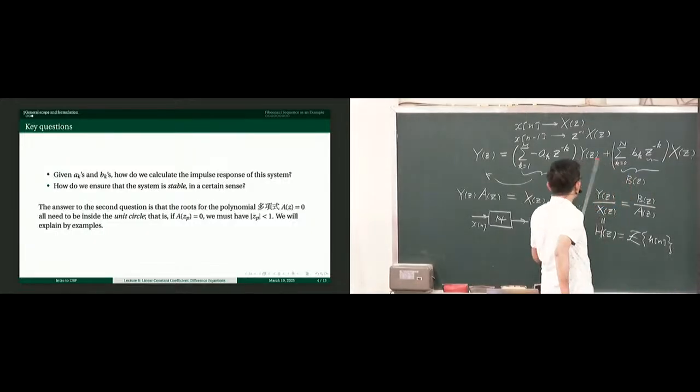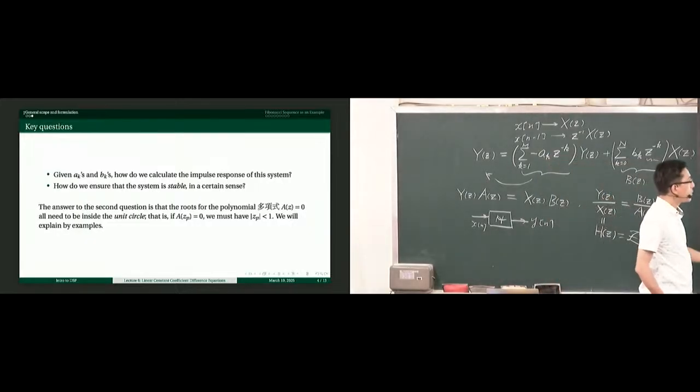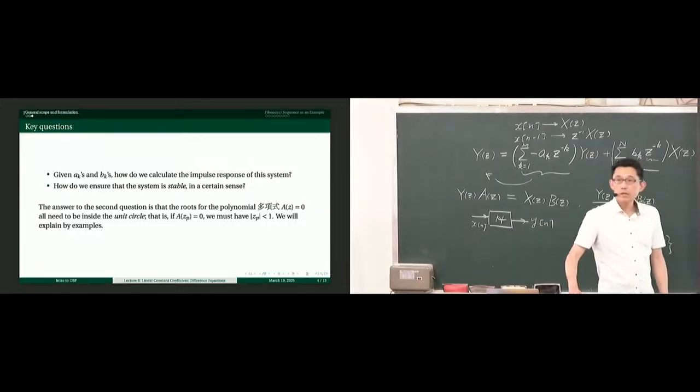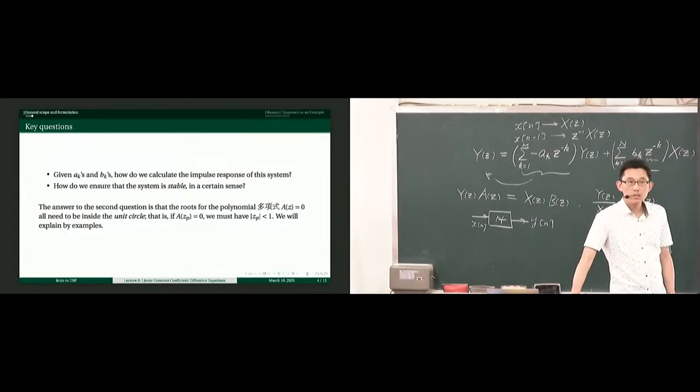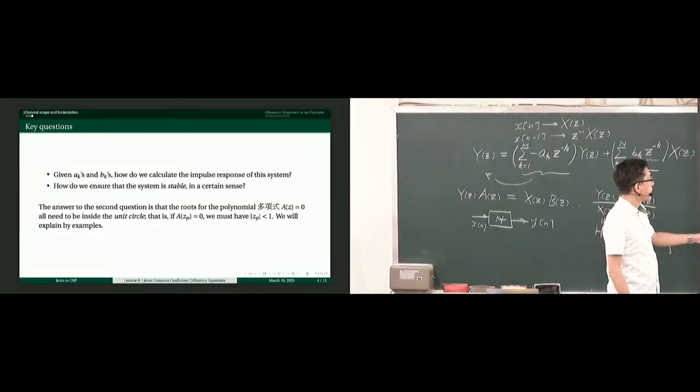given these a and b coefficients, is there a way to calculate the impulse response given any such kind of difference equation? And the answer, of course, there is. Right? Okay, I will show how to do that. But then the next question is also important.